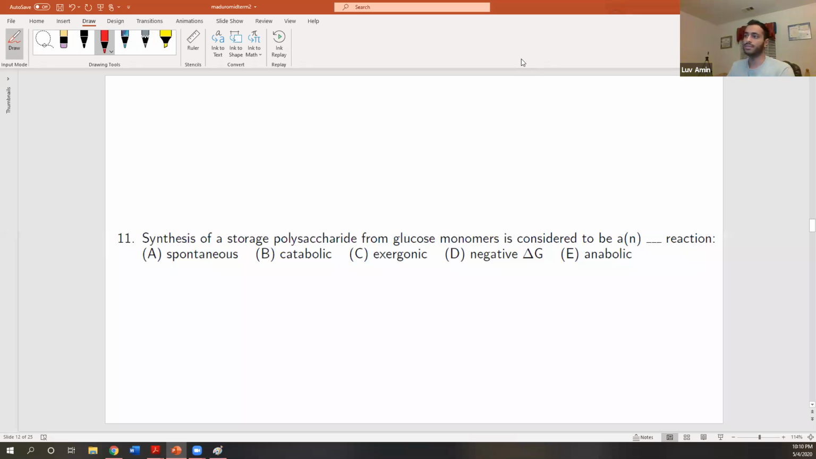All right, so 11. Question 11 encapsulates a lot of topic 6, I believe, and we're talking about enzymes and basically thermodynamics in this case. So synthesis of a storage polysaccharide from glucose monomers is considered to be a blank. So it's saying we're going from a bunch of monomers to a polymer, right? Monomers of glucose are called monosaccharides, and a polymer is called a polysaccharide, right? That's from the last midterm. So we have our polysaccharide right here.